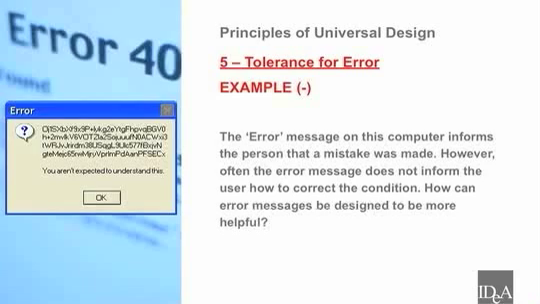Here, we've all seen this one. Here we're looking at an error message on a computer, and in this case, it is informing the person that a mistake was made. However, often the error message does not inform the user how to correct the condition. So how can error messages be designed to be more helpful?